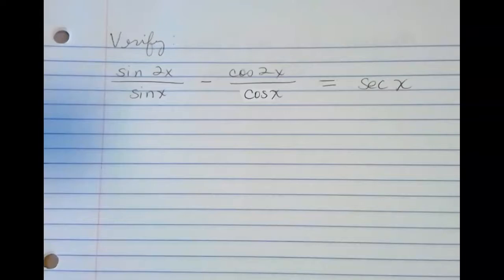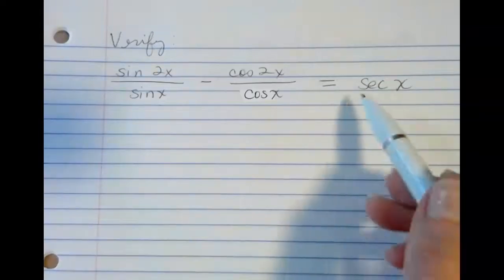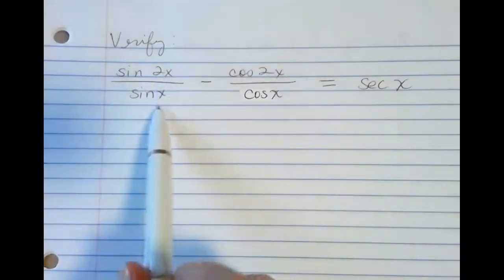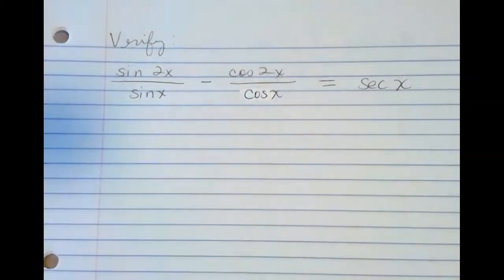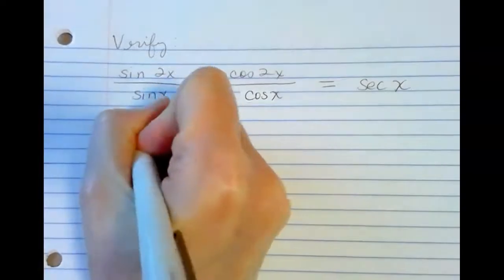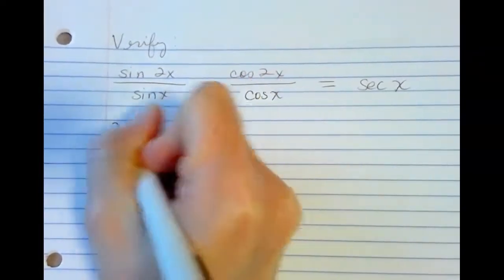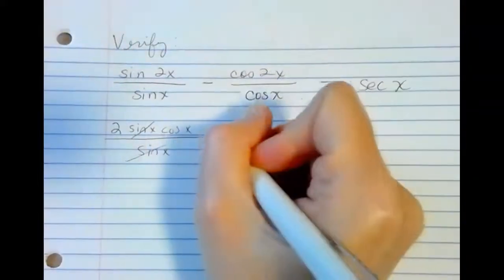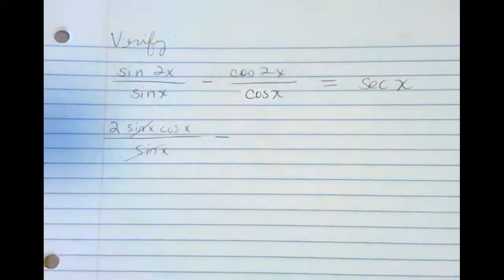So if we're going to verify here, then obviously we're not doing anything to this right-hand side because it's very, very simple. So here we've got sine of the double angle over sine minus cosine of the double angle over cosine. So let's make a substitution for these two double angles here, and let's see if we can make something cancel. So the sine of the double angle is 2 sine x cosine x over the sine x. So we are going to be able to make that cancel. And then minus the cosine of the double angle.